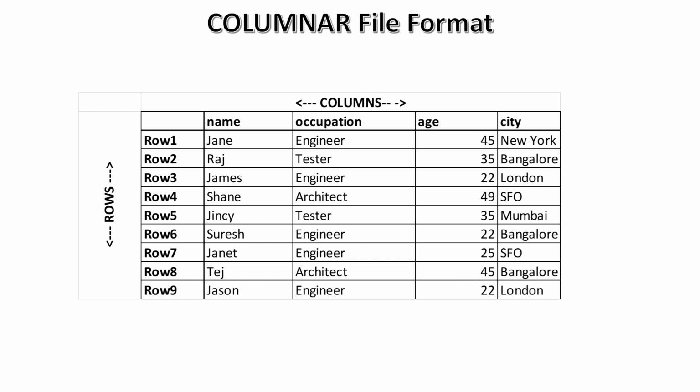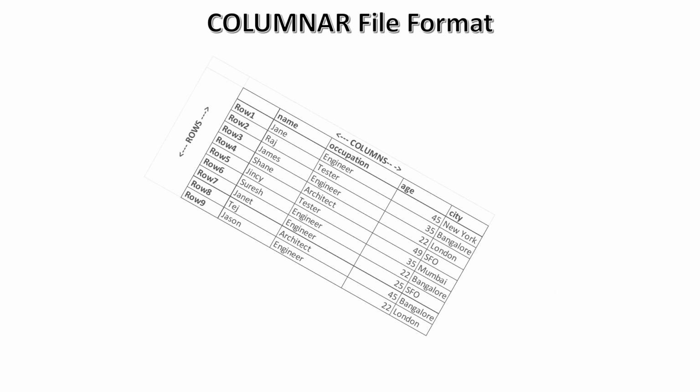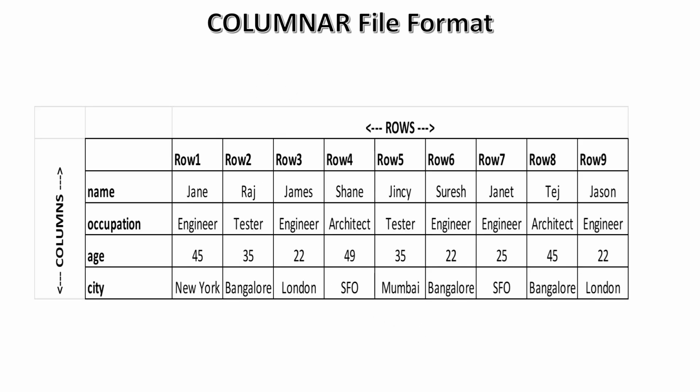Next one is the column-based file format, or columnar file format. It's just opposite to the row-based file format. If you want to see the column-based file format representation, you just turn this image by 90 degrees. So here columns will become rows and rows will become columns. That means all the values of one column will be written first, then the next column's details will be written, then the next one.